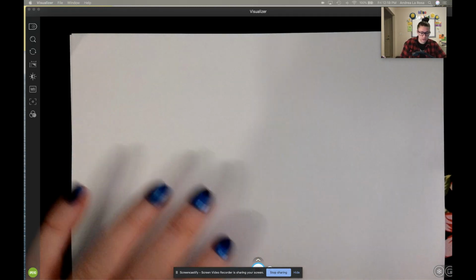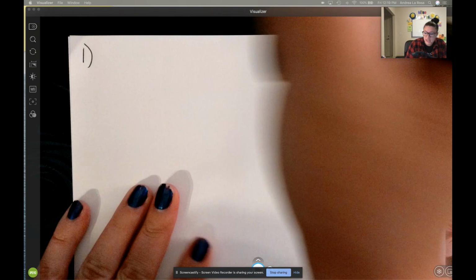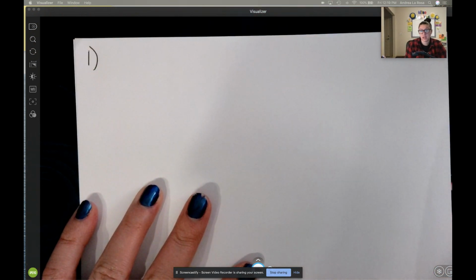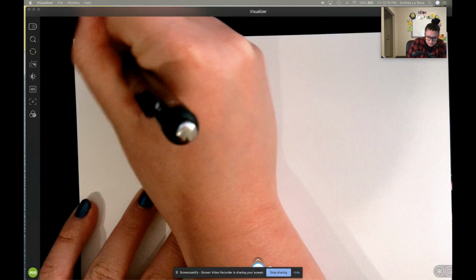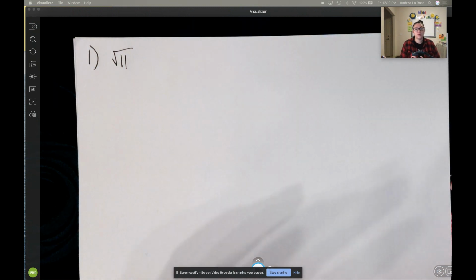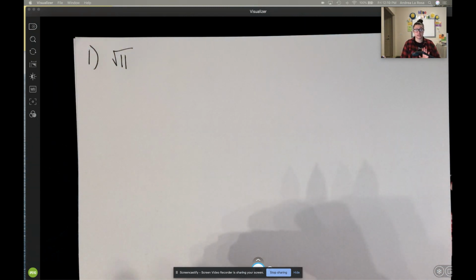So if you're looking on our notebook, the first example that I give is we want to estimate the square root of 11. Remember, when we're doing these estimations, this is not the exact answer. This is by no means the exact answer. There is a way to go about calculating it exactly.